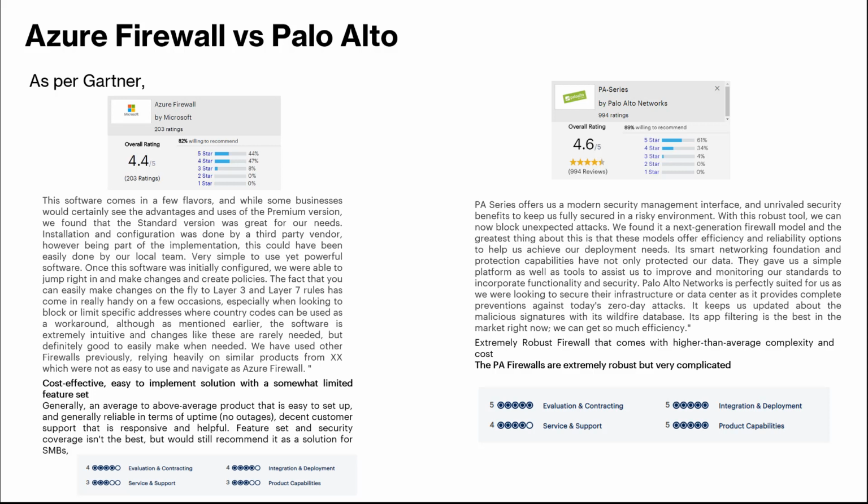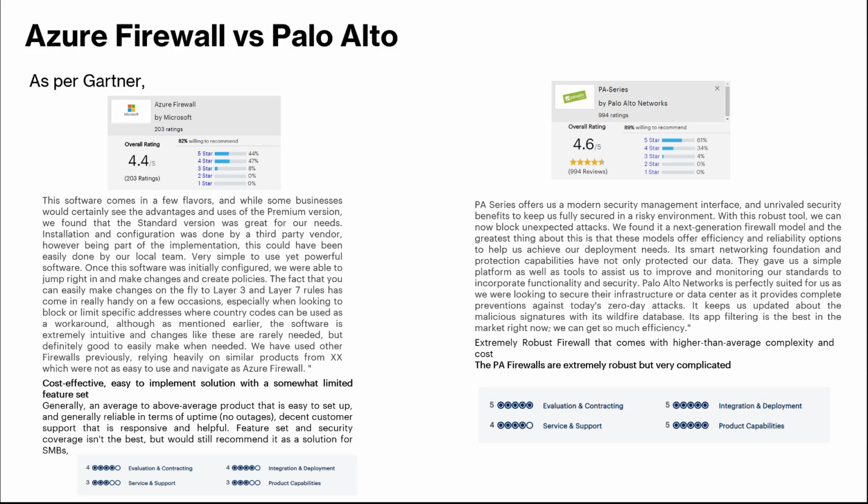As per Gartner, the rating is pretty close, 4.4 versus 4.6. Now, the important thing that we all know is that Azure Firewall is a very cost-effective, easy to implement solution, but as far as the feature sets are concerned, they are limited as compared to Palo Alto. There is no denial about it. Even Microsoft would agree to what I'm saying here, because obviously Palo Alto is a next-gen, very robust firewall with an amazing feature set. I can't sugarcoat it, right? This is what it is.